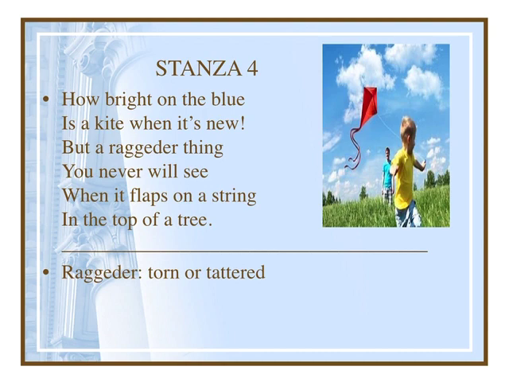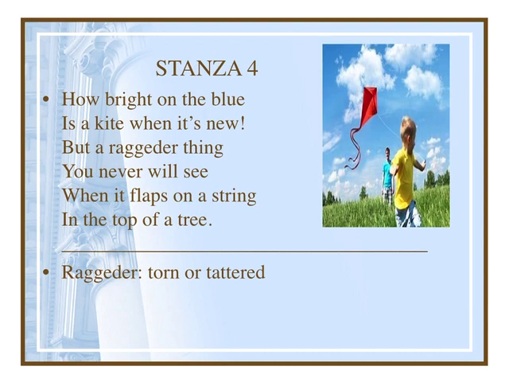Stanza 4 says, how bright on the blue is a kite when it's new, but a raggeder thing you will never see when it flaps on a string in the top of a tree. Here, the poet says that a kite looks very bright and beautiful on a clear sky. How bright on the blue? Here, blue is used for sky. Is a kite when it's new. On a clear sky, the kite looks very bright and beautiful.